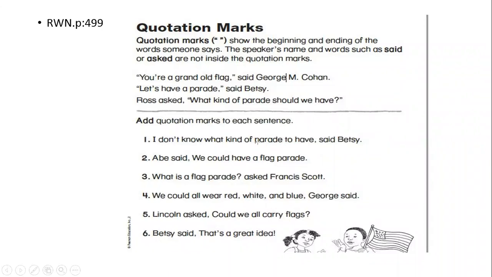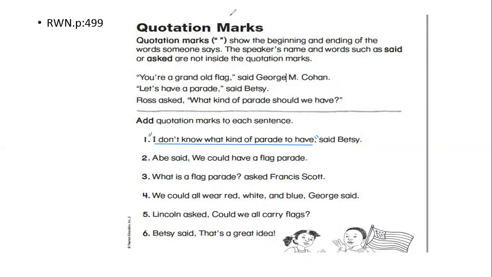I don't know what kind of prayer to have, said Betsy. What are the words that Betsy said? Yeah, I don't know what kind of prayer to have. This is her exact word, so I can add the quotation marks at the beginning of her speech and at the end. Don't forget to place the comma inside. Remember, we did not put the period here because the statement did not end yet.